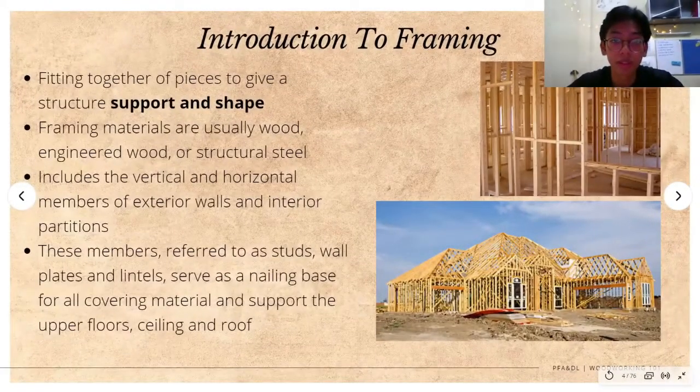So first of all is the introduction to framing. Framing is the fitting together of pieces to give a structure, support, and shape. Framing materials usually consist of wood, engineered wood, or structural steel. Framing also includes the vertical and horizontal members of exterior walls and interior partitions. These members, referred to as studs, wall plates, and lintels, serve as a nailing base for all covering material and support the upper floors, ceiling, and roof. These two pictures here are examples of timber framing.